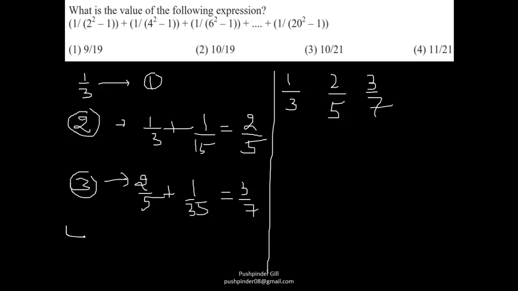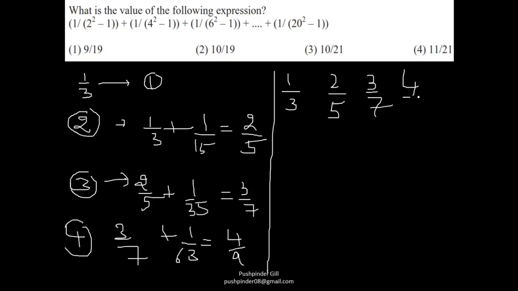Even if you calculate the sum till fourth term, that is going to be 3 by 7 plus 1 over 8 square minus 1, that is 1 by 63, which is again going to give you 4 by 9. So sum till 4 terms is 4 by 9.